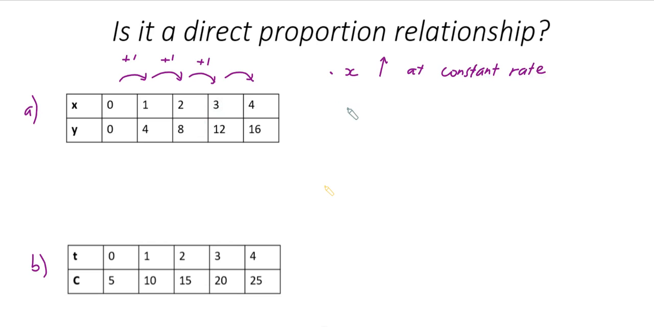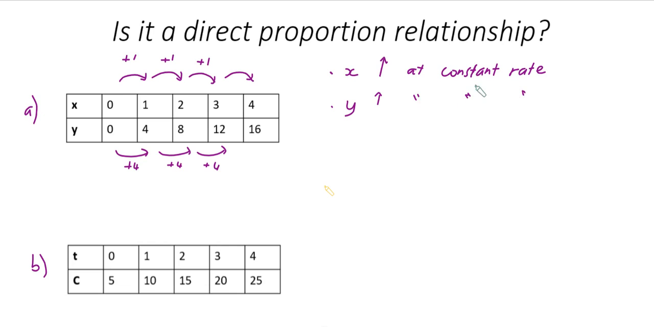Then we want to check whether Y increases at a constant rate. So we're looking at the bottom row of the table's values. It does increase at a constant rate. This number is the same between consecutive Y values. We've got our change in Y values is 4. So Y increases at a constant rate.